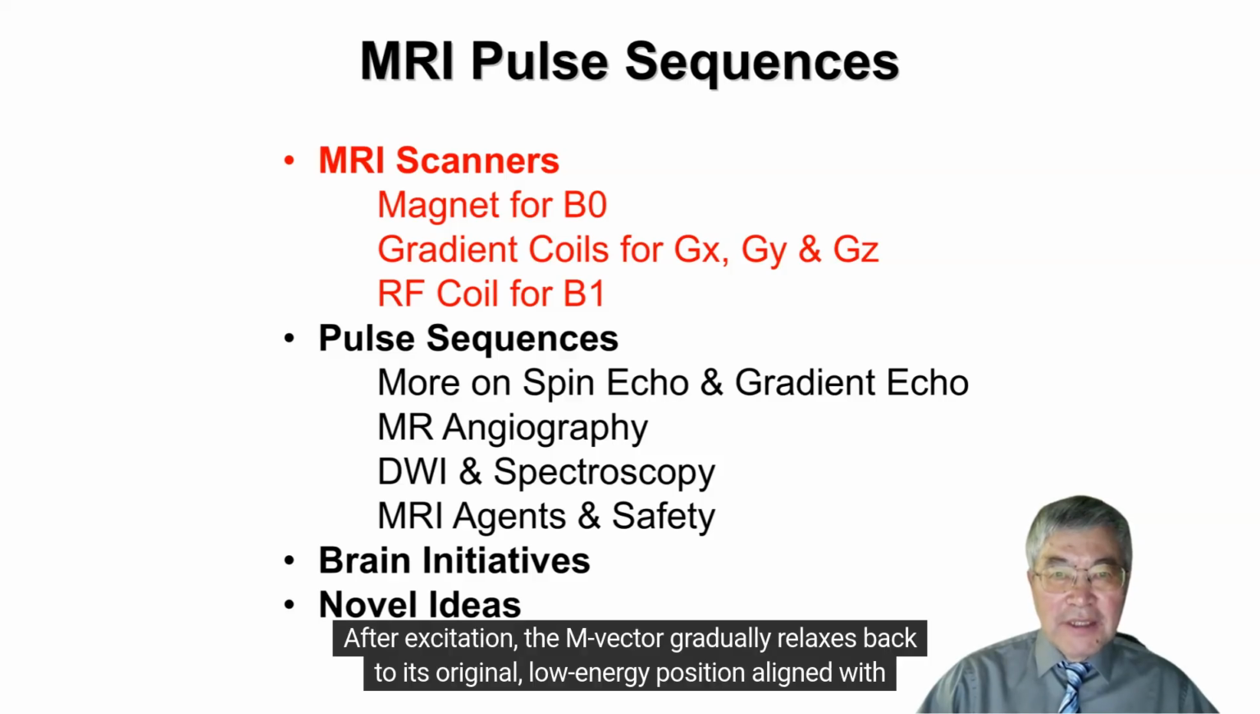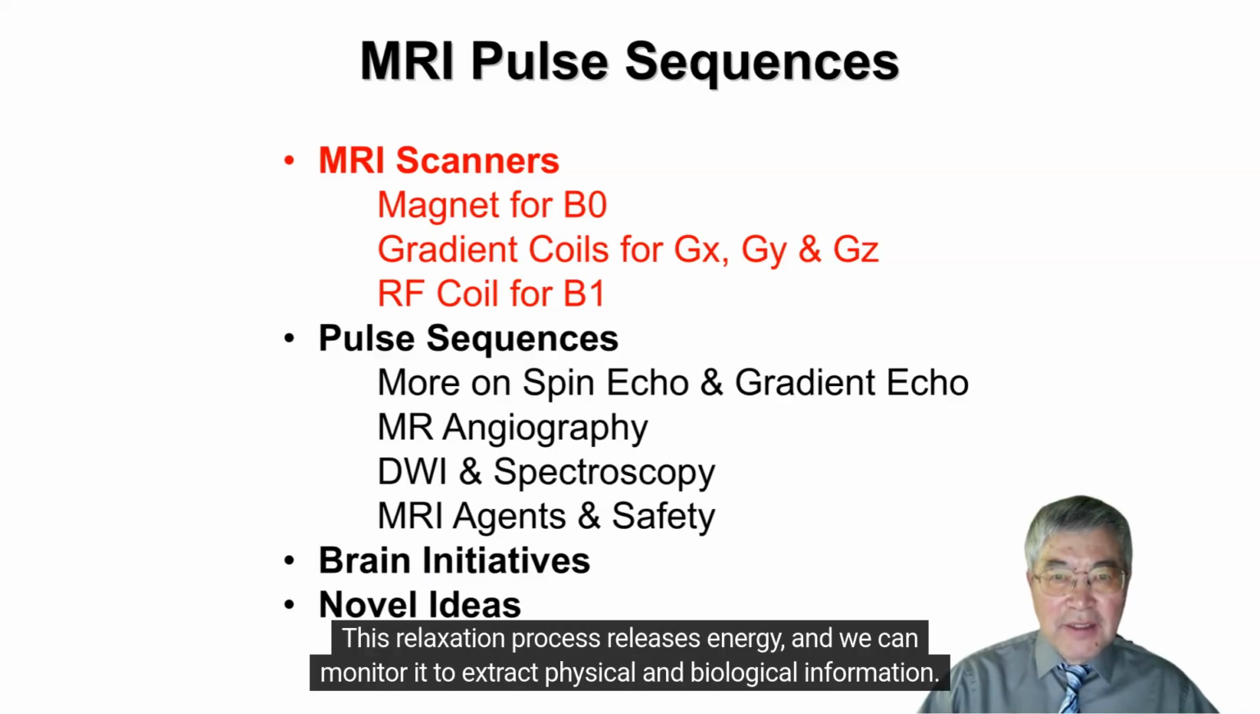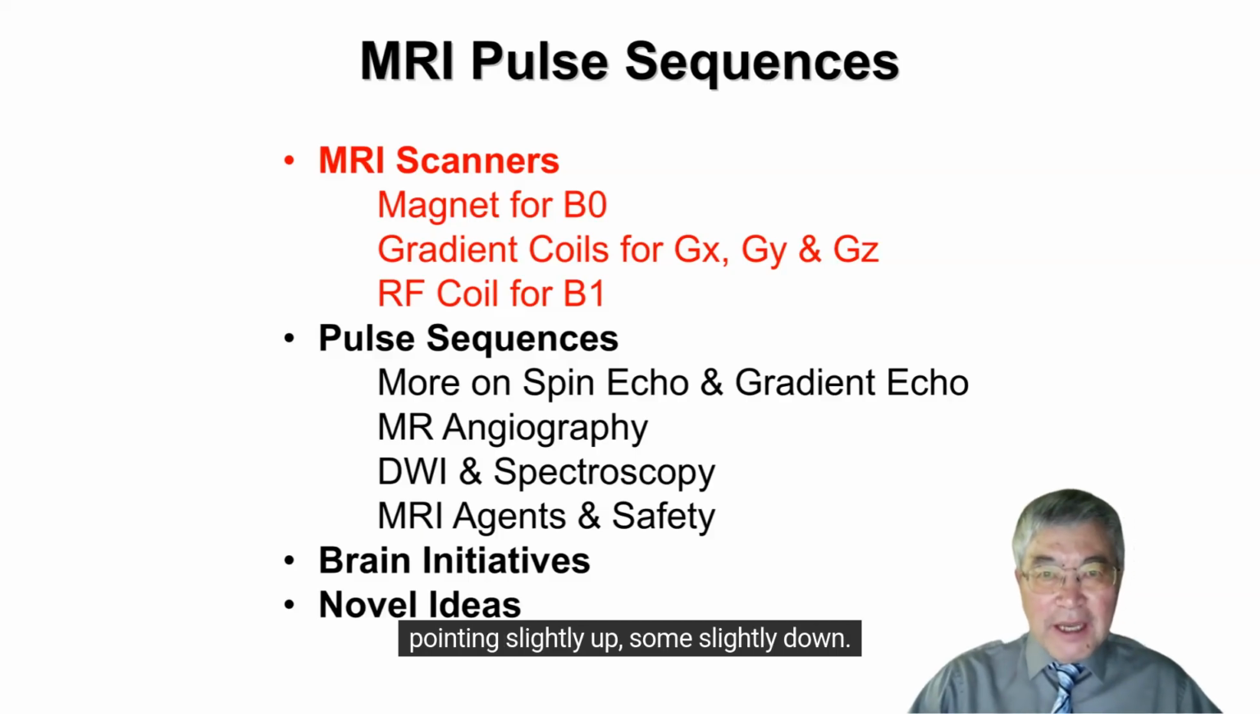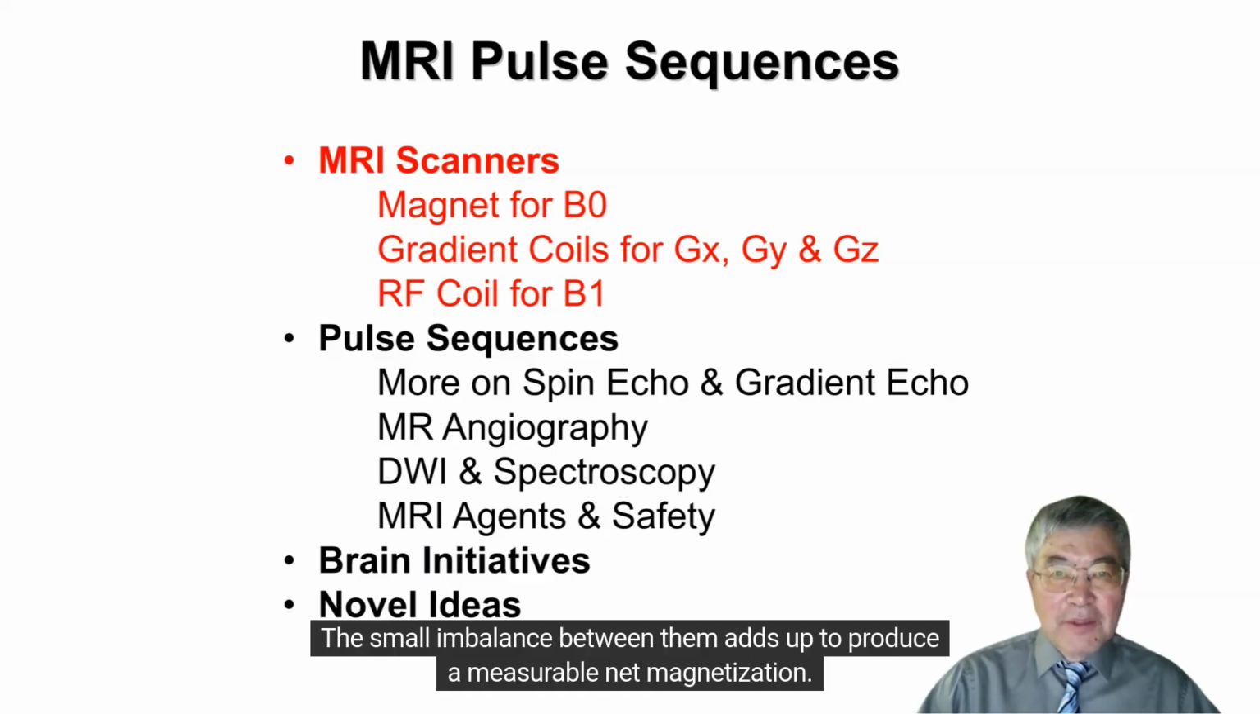After excitation, the M vector gradually relaxes back to its original low-energy position aligned with the B0 field. This relaxation process releases energy, and we can monitor it to extract physical and biological information. Now, this M vector is not a single magnet. It represents the collective effect of countless microscopic spins, some pointing slightly up, some slightly down. The small imbalance between them adds up to produce a measurable net magnetization.